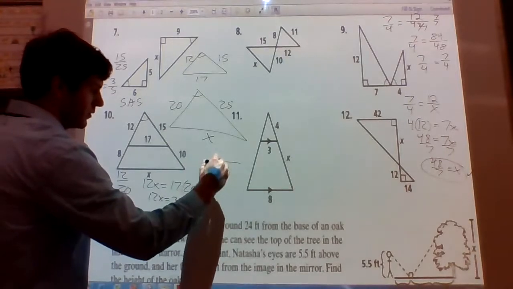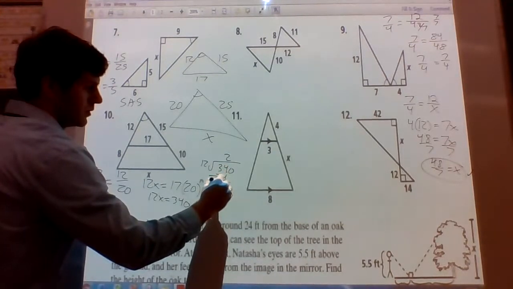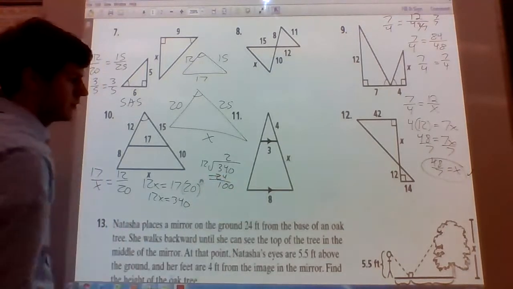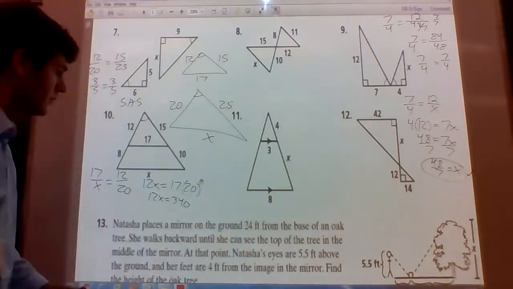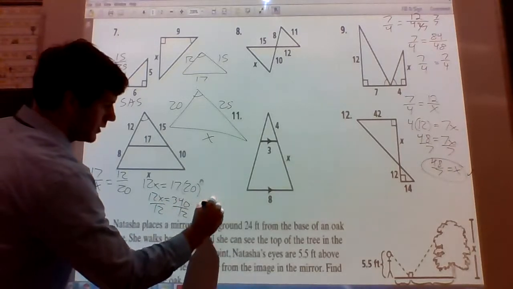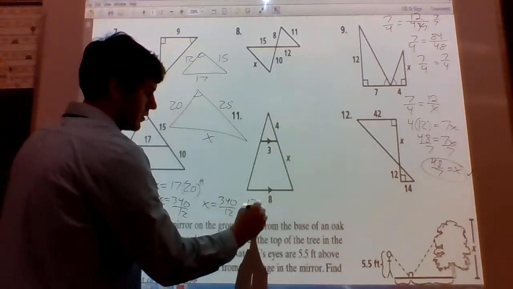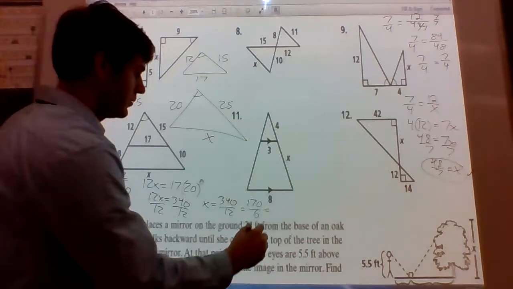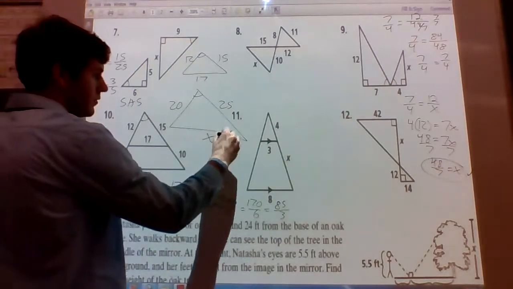I have no idea how many times 12 goes into 340. That's going to be twice, which leaves us 10. 12 goes into 100... well, let's just leave it as a fraction. x is going to be 340 over 12, which is the same as 170 over 6, which is the same as 85 over 3. So x is going to equal 85 over 3.